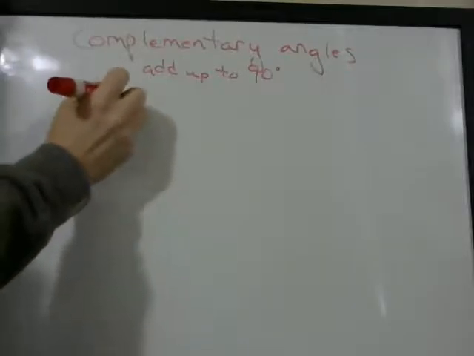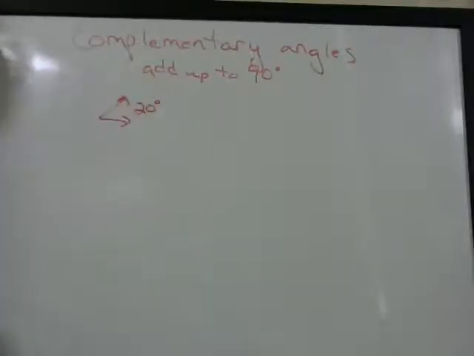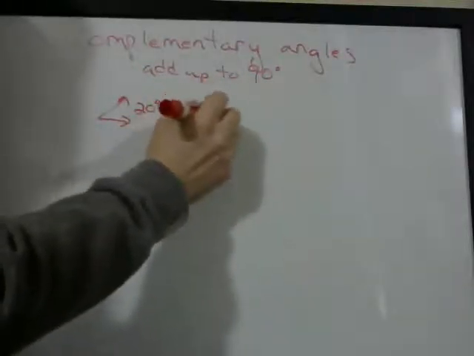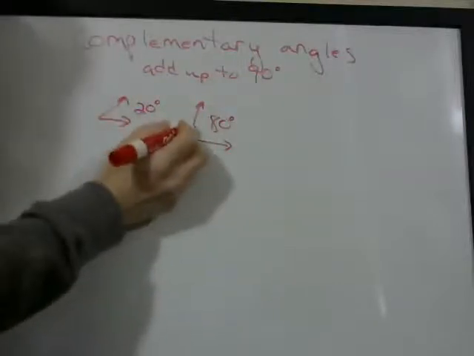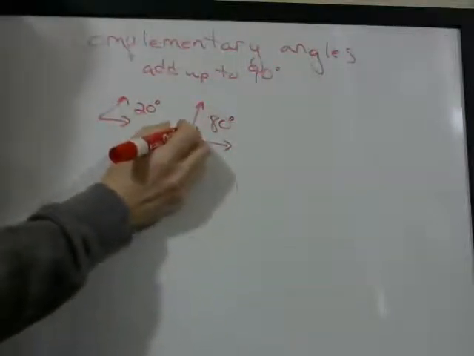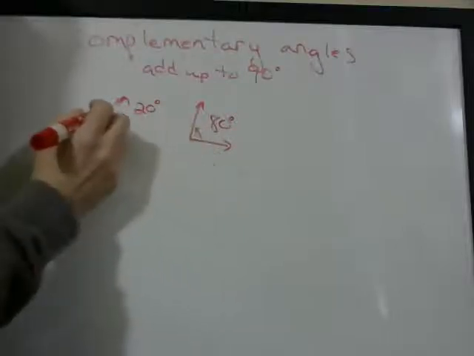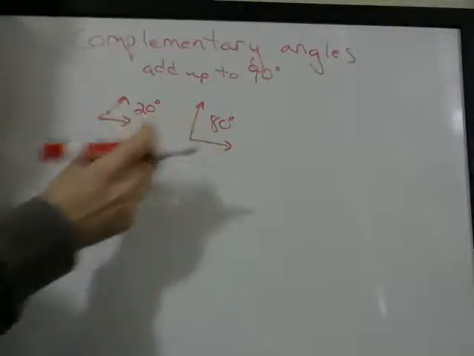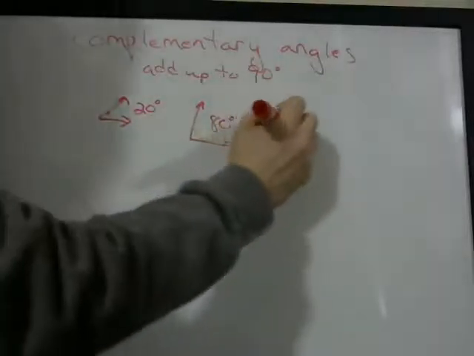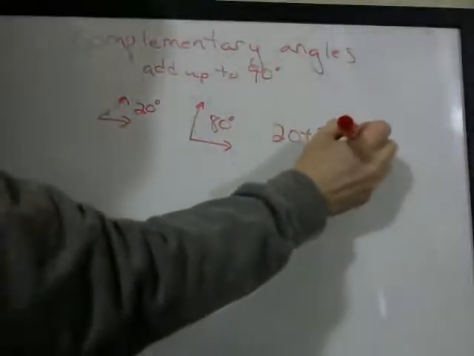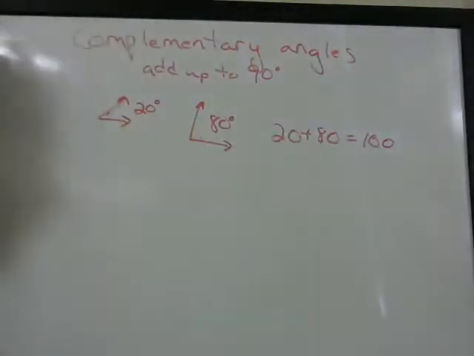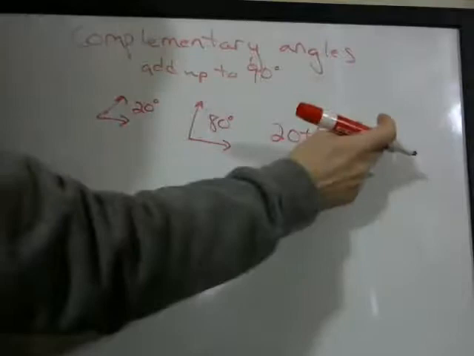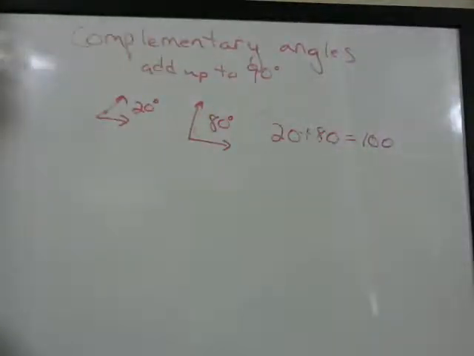So if you have one angle that's 20 degrees, and you have another angle that's 80 degrees, and when we're talking about degrees, we're talking about essentially how far it is between the two angles, how many degrees it is. So if this is 20 degrees, this is 80 degrees, are these two complementary? And the answer is no, because 20 plus 80 is 100. So to be complementary, they have to add up to 90, not 100. So these are not complementary.